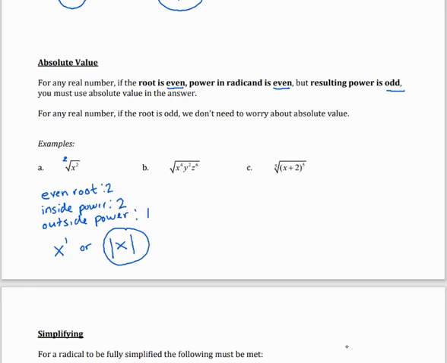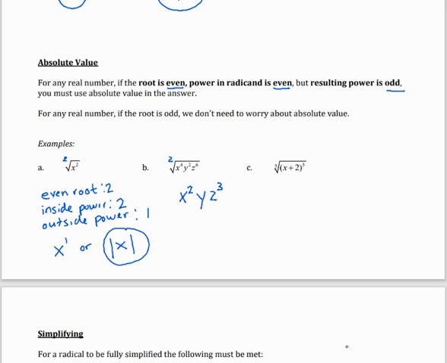Let's look at B. Okay, let's simplify first. So again, this is really a square root. So we say 2 goes into the power of 4 twice, so that means x squared comes outside. There's nothing left inside. Now 2 goes into 2 for the y squared once, so y to the first comes outside. And 2 goes into 6 3 times, so z to the third comes out. There were no remainders, so there's nothing left in my radical.